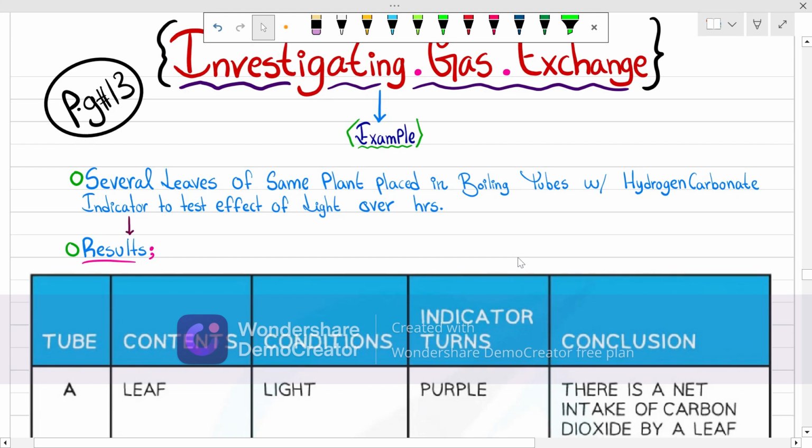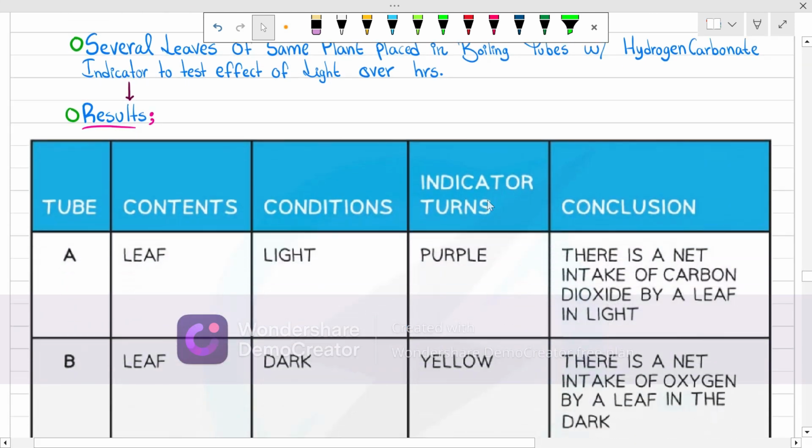This is an example where several leaves of the same plant were placed in a boiling tube with hydrogen carbonate indicator to test the effect of light over hours. These are the results.